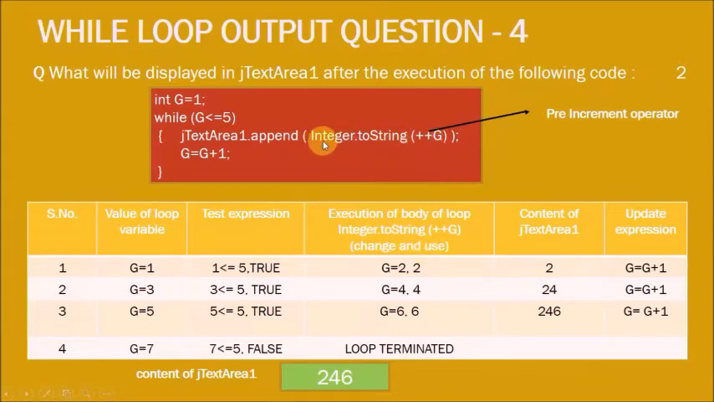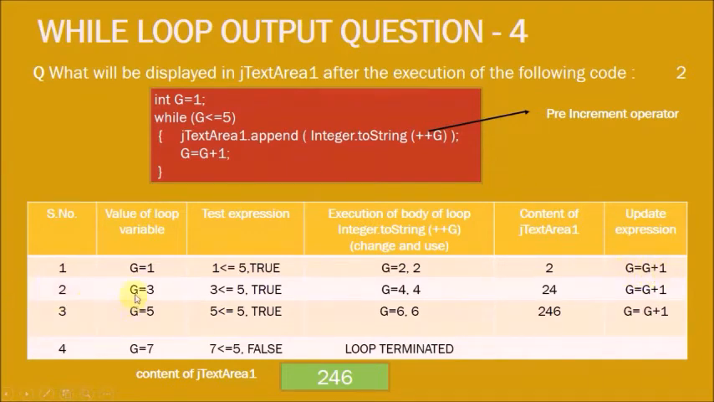Now in the body of the loop, Integer.toString(++g). So here, as we have discussed, this is a pre-increment operator. So g will be incremented first. g was 1 initially, so it will become 2, and then 2 will be appended to JTextArea1. The content of JTextArea1 is 2. Then it will go to g is equal to g plus 1, the update expression. Now as the value of g is 2, it will now become equal to 3.